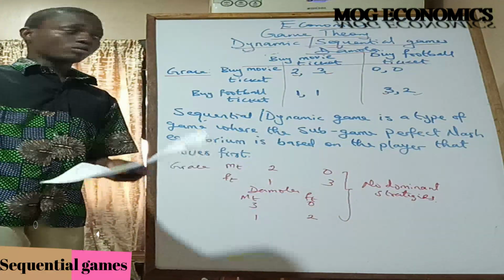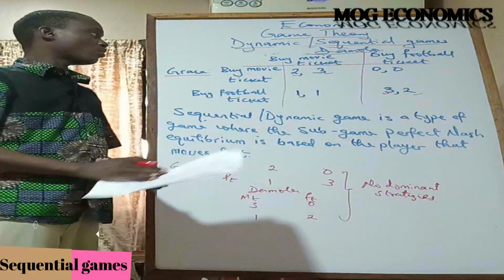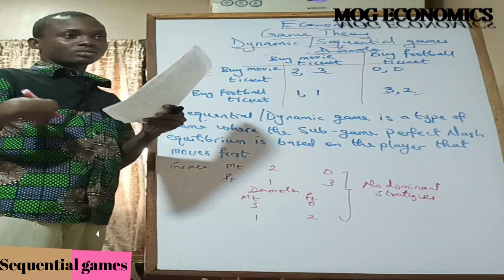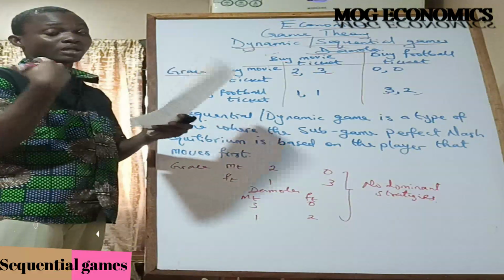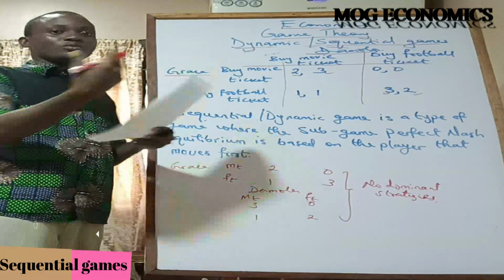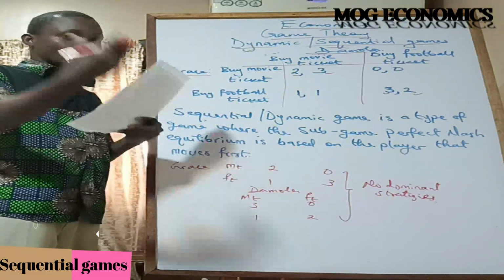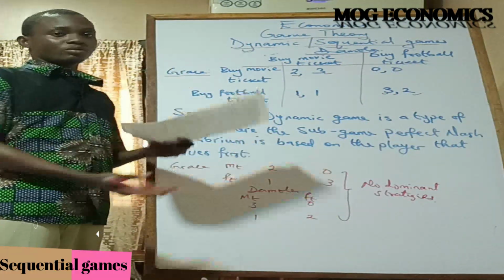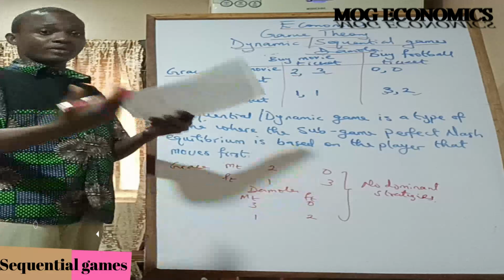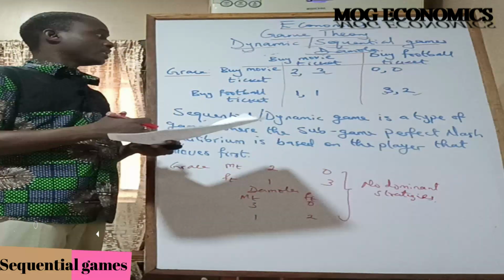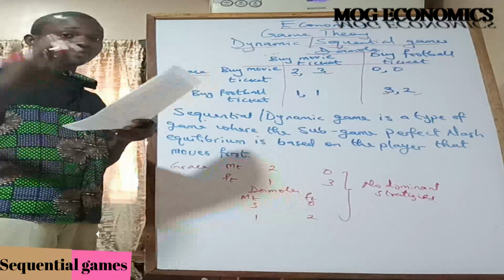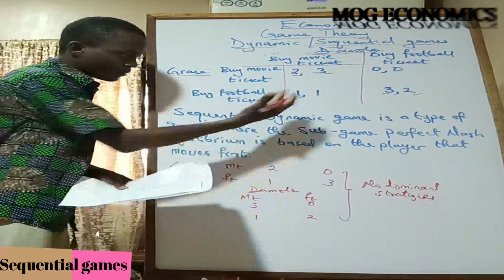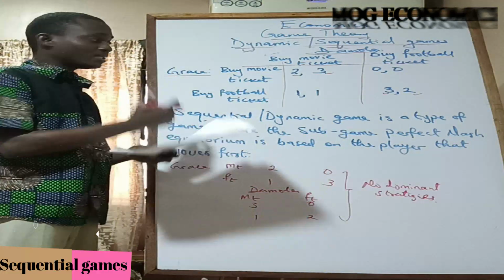So what we really want to go to is this question I want to talk about now. The question says, if Grace moves first and Grace knows that Damola knows that she has moved first, what then would be the equilibrium of this game? And if Damola is the one moving first, what will the equilibrium of this game be? Are we going to have something like we have here, or something different? So let's dive into that.